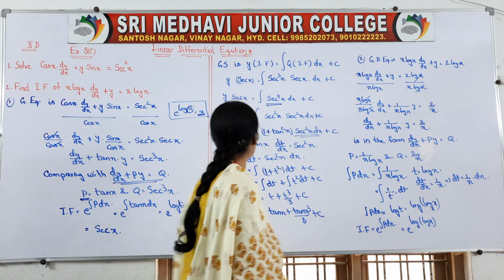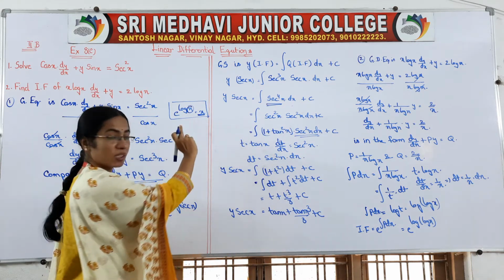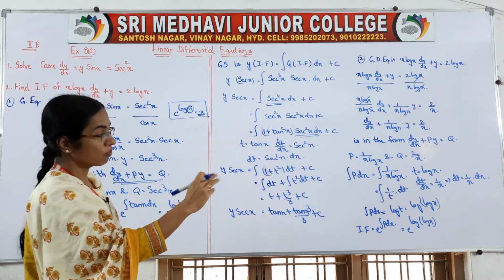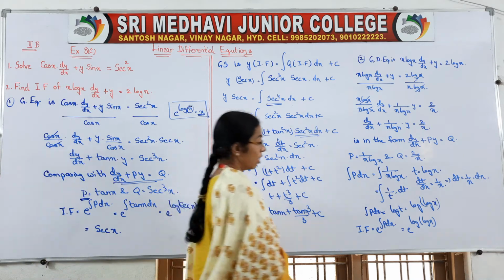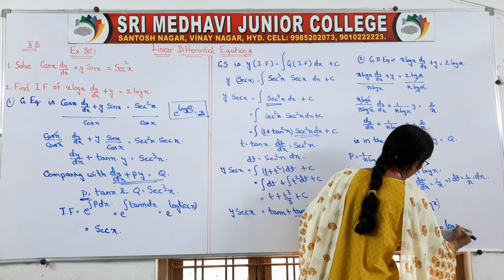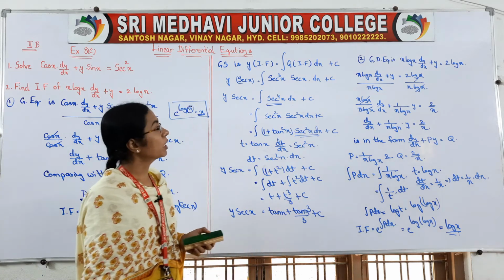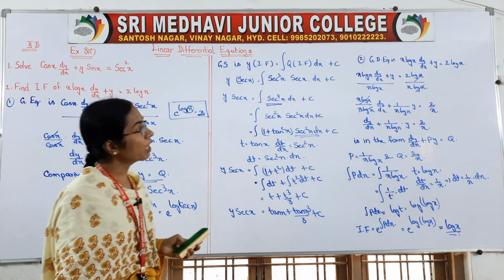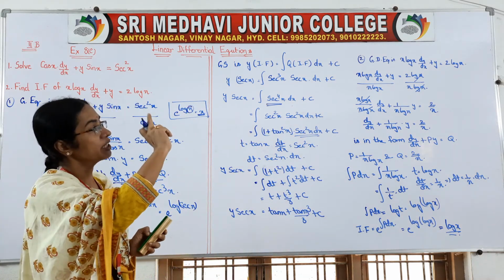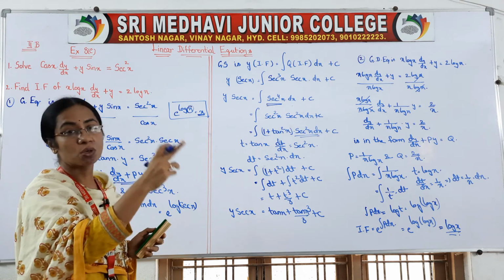Right. So what I said, e to the power of log of any variable is equal to that variable. So e to the power of log x is equal to x, which is the answer to your question. Okay, so how do we find it? The first given equation is x log x dy by dx plus y is equal to 2 log x.